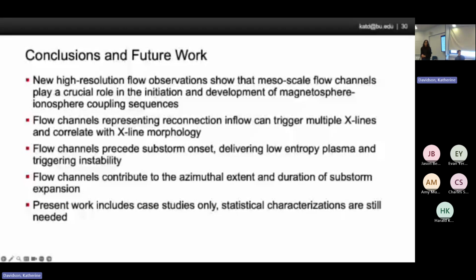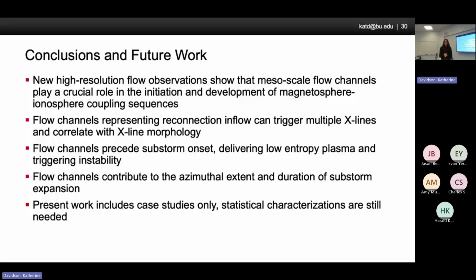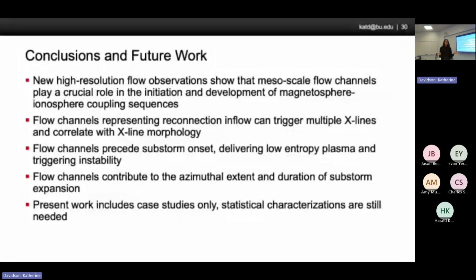Using these new high-resolution flow observations, we show that the mesoscale flow channels play a crucial role in the initiation and development of magnetosphere-ionosphere coupling sequences, such as PBIs and substorms. We saw for the PBI events that the flow channels representing reconnection inflow can trigger multiple X lines and correlate with X line morphology, such as movement and spatial extent.